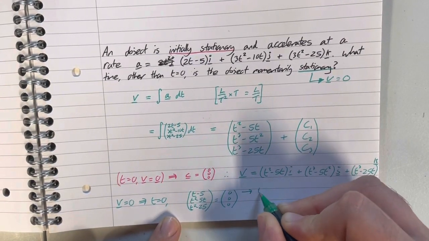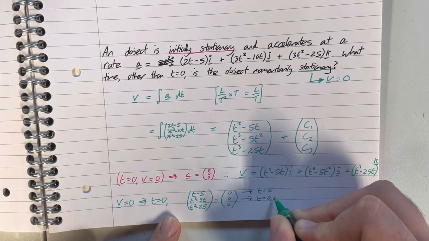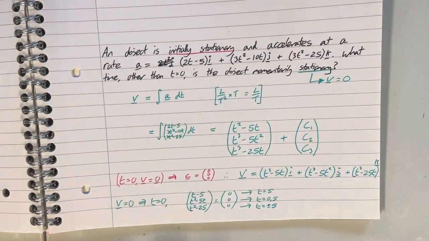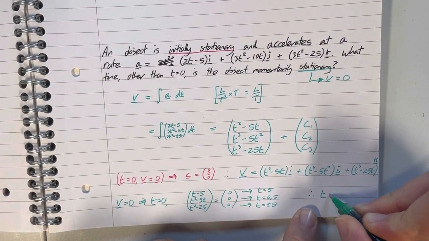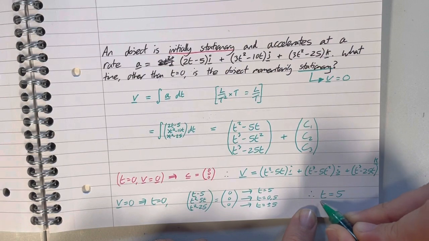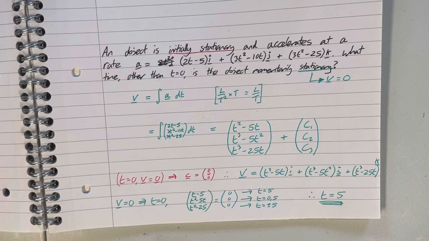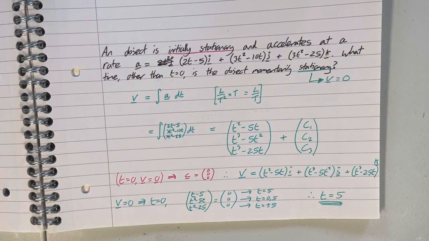The top line says that t is 5. The next line down says t is 0 or t is 5. And the third line down says t is plus or minus 5. So the only one that's consistent with all of those is t is 5. To be stationary, the x component, the y component, and the z component must all be 0. So the only time that happens is when t is 5. Also when t is 0, but we didn't want that one, so I divided by t. So t is 5 is my solution to the problem.